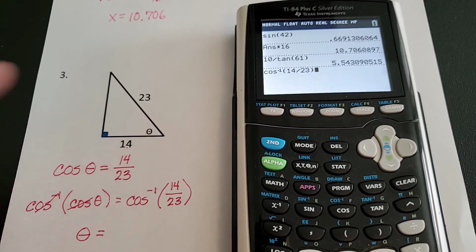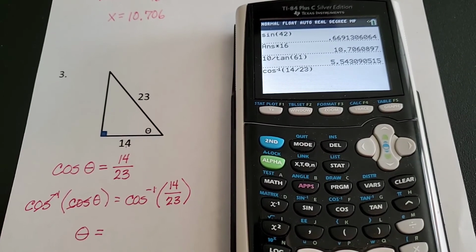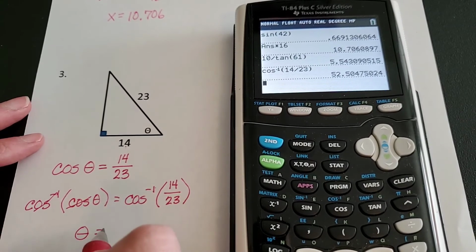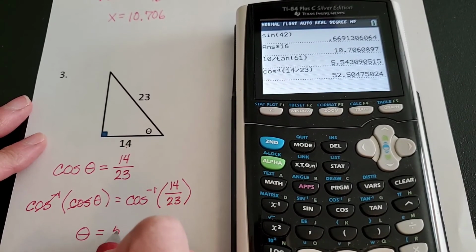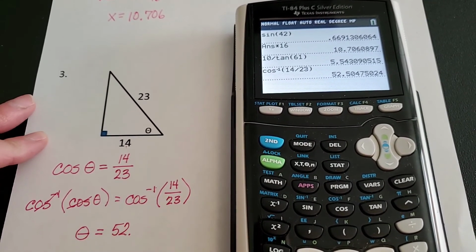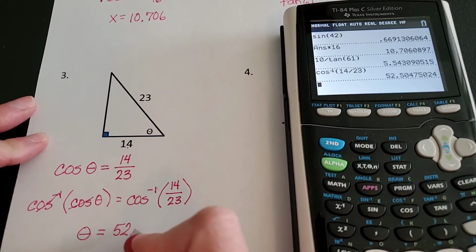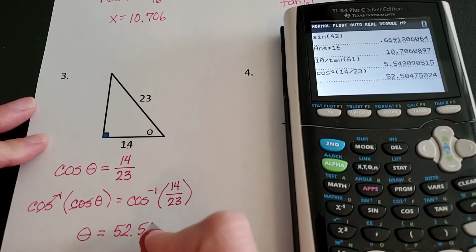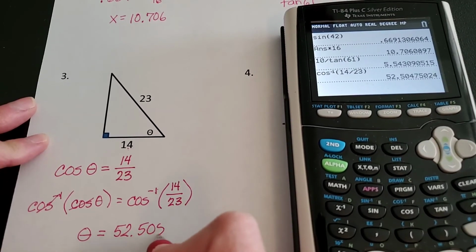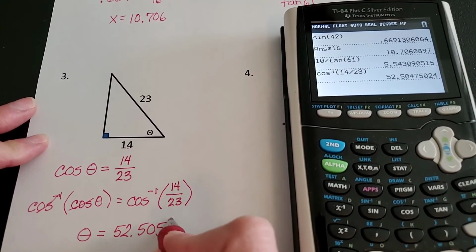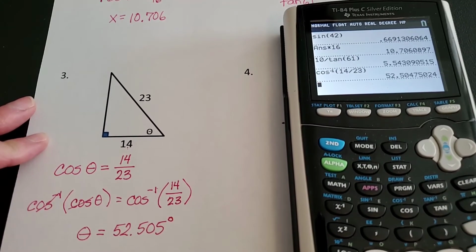And this should come out to be an angle that is reasonable. Yes, 52.505 degrees is a reasonable angle. If you got something like 0.718, that would not be very reasonable, and that would probably mean you were in radian mode. Theta is an angle, so make sure you mark it with a degree marking.